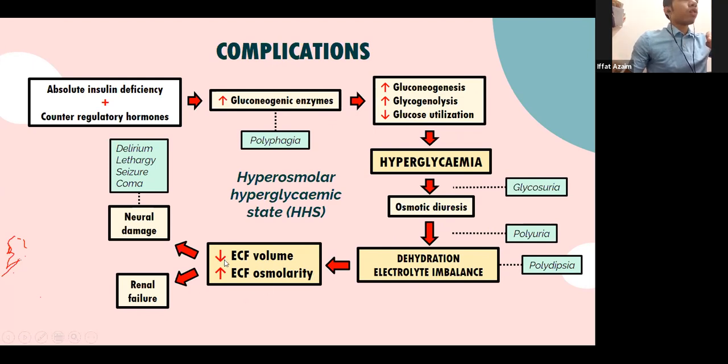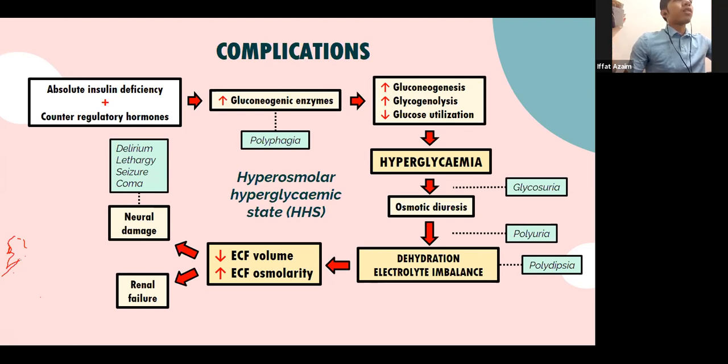This will lead to conditions like hypernatremia, which can lead to brain swelling, which can lead to more serious complications like neural damage, with symptoms like delirium, lethargy, confusion, and also coma. And also, if there is less compensation from the kidney, this will lead to renal failure. So type 1, DKA; type 2, HHS. These we need to manage and treat early.